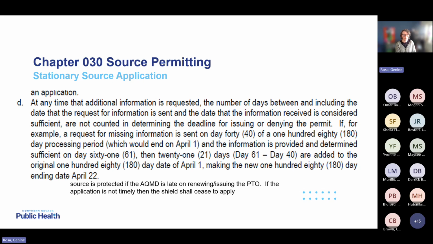So here's an example. This is straight from our regulations, and this is in 030-200 C2D. If you look here, for example, a request for missing information is sent to you on day 40 of a 180-day processing period. The information is provided and determined complete on day 61. Then 21 days are added to that original 180-day due date of April 1st, making the new due date for us internally April 22nd.